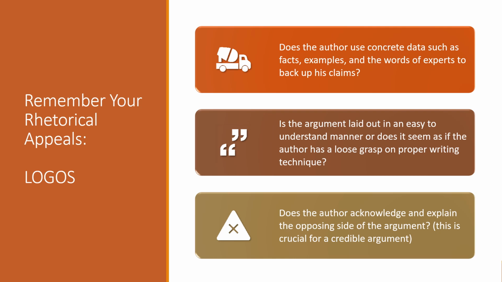And finally, do they acknowledge and explain that they understand the opposing side of their argument? If they are making an argument or if they're trying to persuade people to do something, this is always crucial for any kind of credible rhetoric or persuasion, that the author acknowledges the other side of the argument and shows that they are also knowledgeable about that side of the argument.